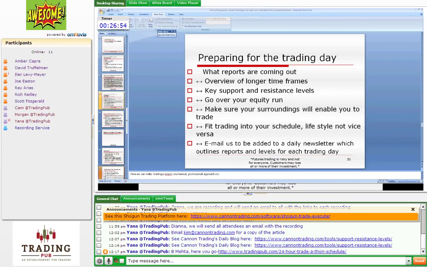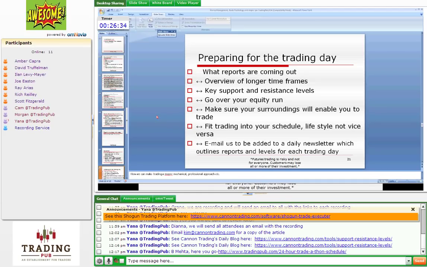Okay, and that is preparing for the trading day, meaning before you start your trading day, these are some of the steps that you need to take. What reports are coming out? What time they're coming out? If you're trading, let's say, a 10 tick range bar, take a look at the higher time frames, the 15 minutes, the daily, the hourly, etc.